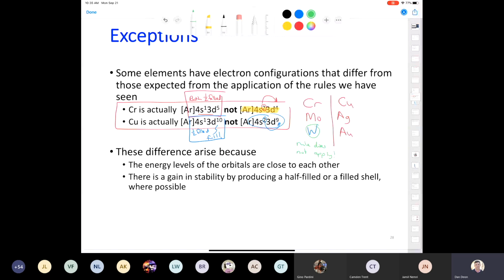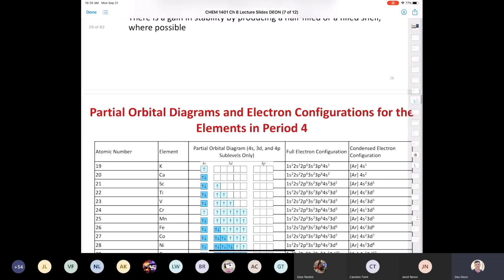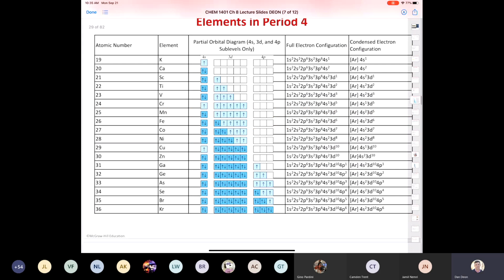The energy levels of the orbitals are close to each other. There's a gain in stability by producing half-filled or filled shells when you can. I'm tired today. This shows you the fourth period.